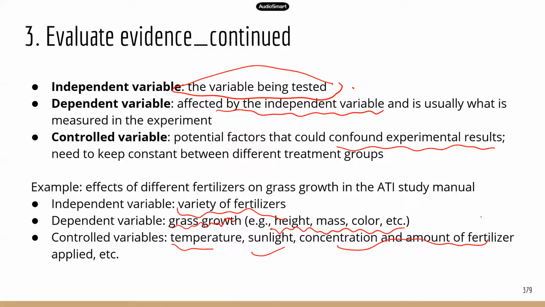So we need to put all the treatments at the same temperature, and they receive the same amount of sunlight, and we need to adjust the concentration and amount of fertilizer, right? So we need to give the different groups the same amount of fertilizer.